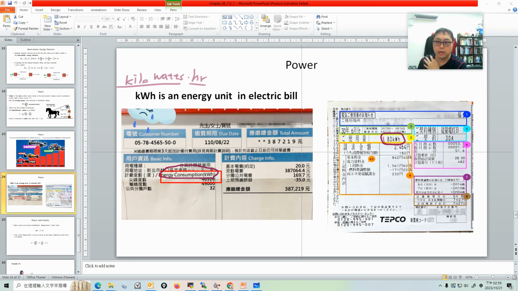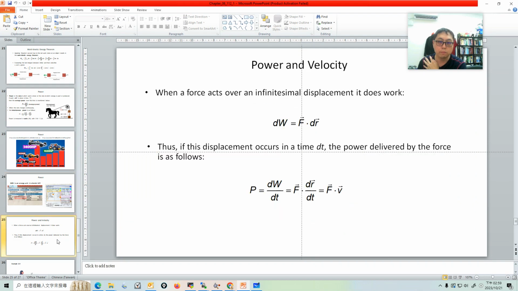Next we try to relate power and velocity, because in the previous video, on the work-kinetic energy theorem, we proved that work relates to the kinetic energy difference between the final state and initial state. And the kinetic energy is a function of velocity, so work has a relationship to velocity. The same thing happens with power: power has a relationship to velocity.